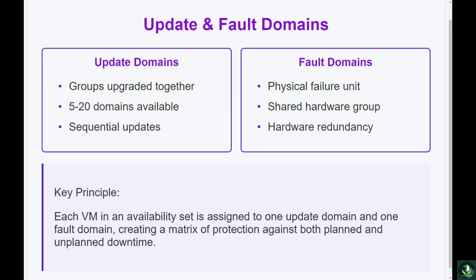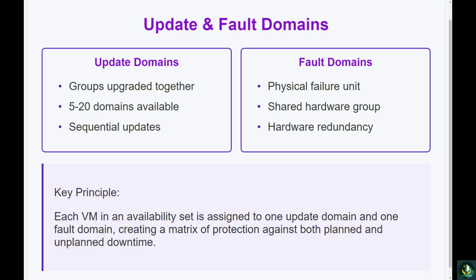When Azure needs to perform platform updates, it does so one update domain at a time, ensuring that machines in other update domains remain operational and continue serving your applications. By default, Azure provides 5 update domains, but you can configure up to 20 for more granular control over the update process.